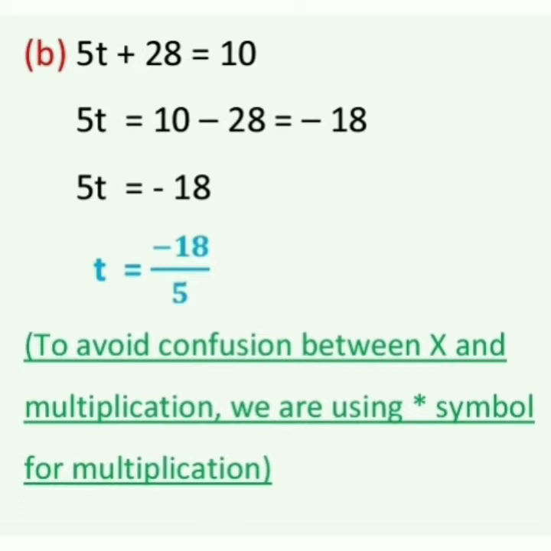Now B. 5t plus 28 is equal to 10. Therefore 5t is equal to 10 minus 28, which is minus 18. Therefore t is equal to minus 18 upon 5. It's clear, everyone? Now please see this. To avoid confusion between x and the multiplication symbol, we are using the star symbol for multiplication from now onwards. Please remember this. Star means multiplication.